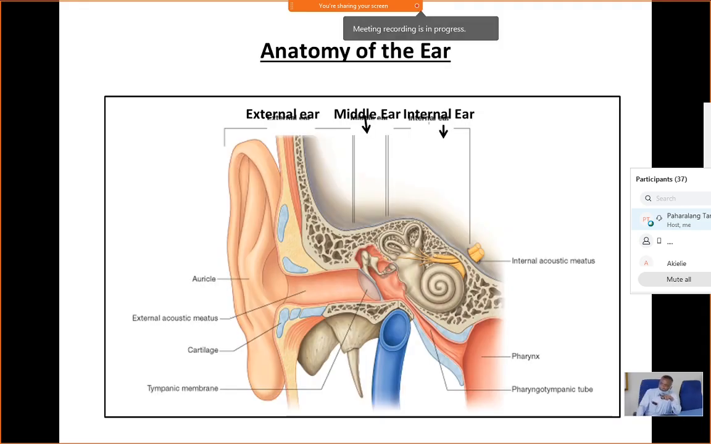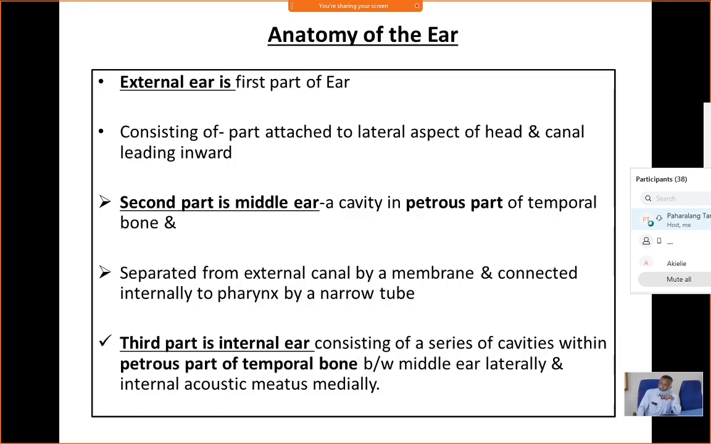So these are our anatomical structures. The ear is divided into three parts: external ear, middle ear, and internal ear. We will discuss them one by one. The external ear is the first part, or the most lateral part of the ear. It consists of the ear attached to the lateral aspect of the head and a canal leading inward.